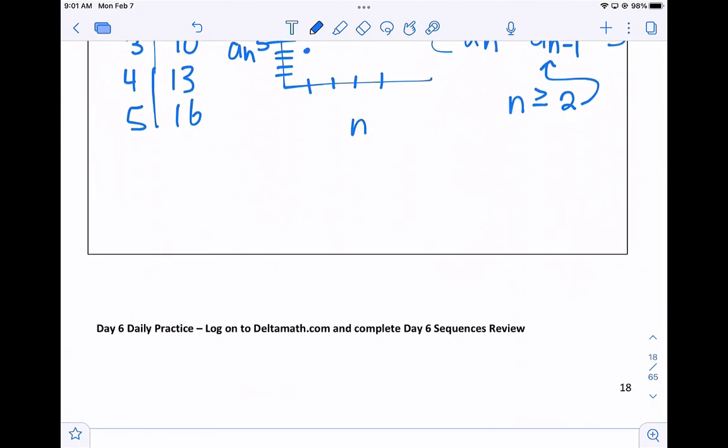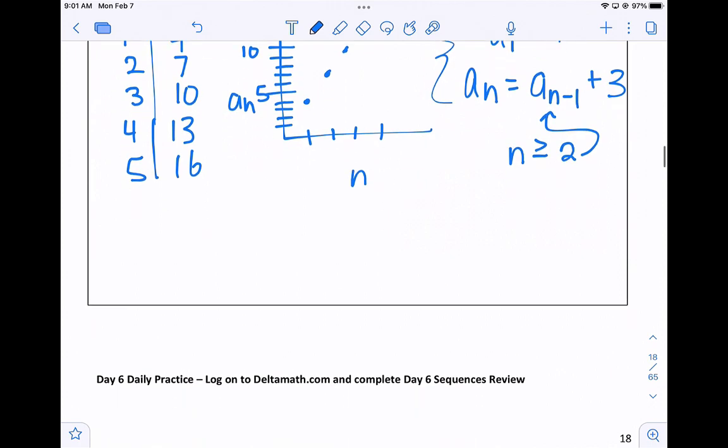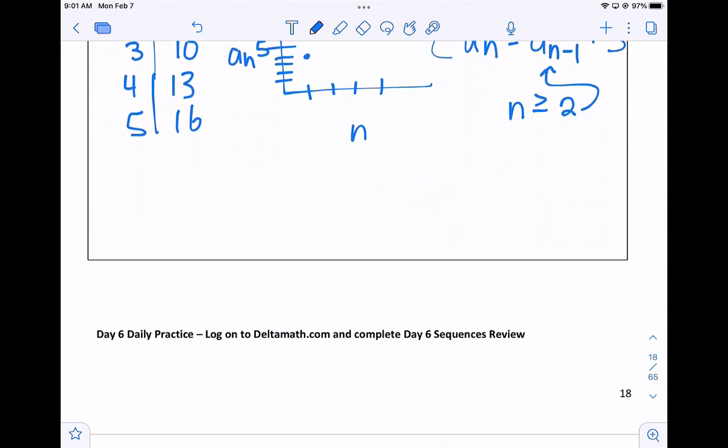So in class, I'll hand out an assignment check, and you'll have the rest of the hour to work on that. And then there'll be an assignment for you guys to practice on Delta Math called Day 6 Sequences Review.